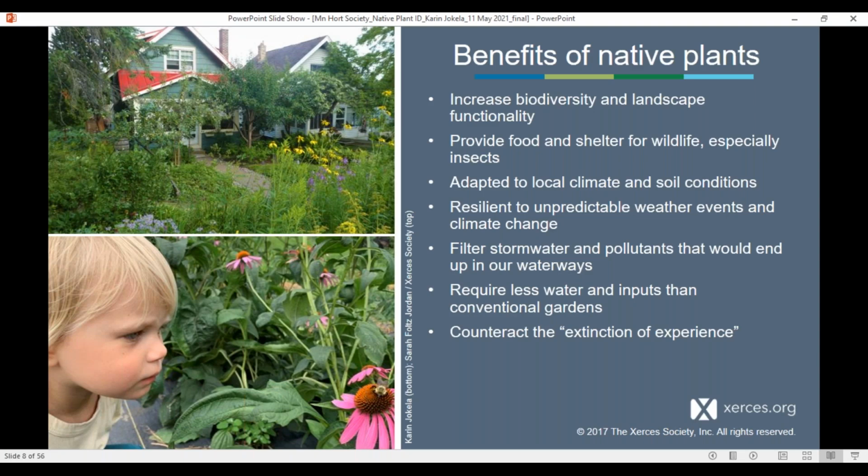I don't want my daughter to grow up not knowing the beauty of these plants and the really fascinating creatures that they attract. So that's one of my motivations for gardening with native plants and for promoting native plants in our landscape. So I don't know if that resonates with you, but hopefully some of those benefits do resonate with you.